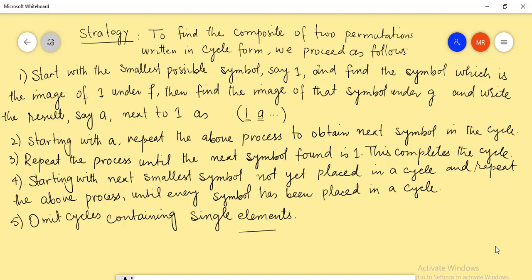This completes the cycle. Then we start with the next smallest symbol not yet placed in any cycle and repeat the above process until every symbol has been placed in a cycle, and it gives the composite of the two permutations. And we omit cycles containing single elements.